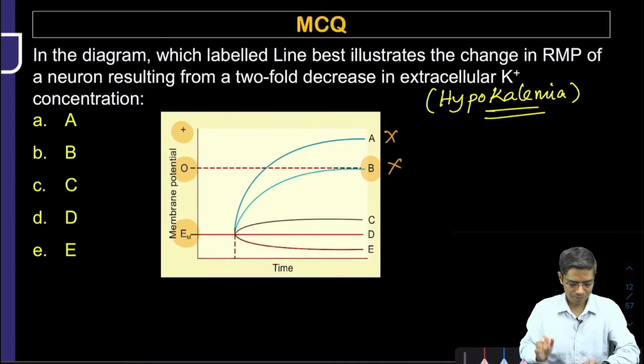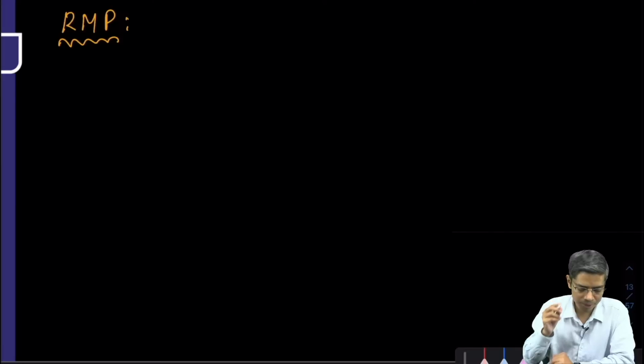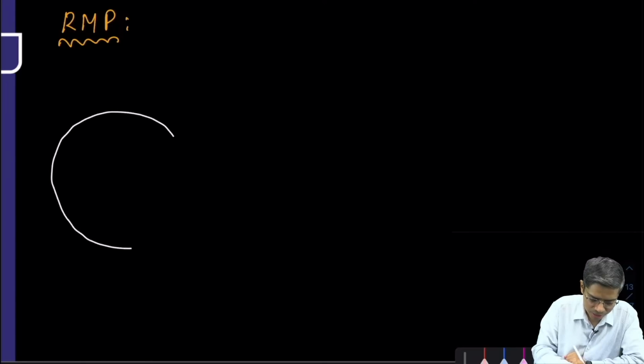Now, what concept do I require here? RMP in a mammalian cell is mainly due to which ion? First you tell me. This is another MCQ which has been asked in all types of examination.